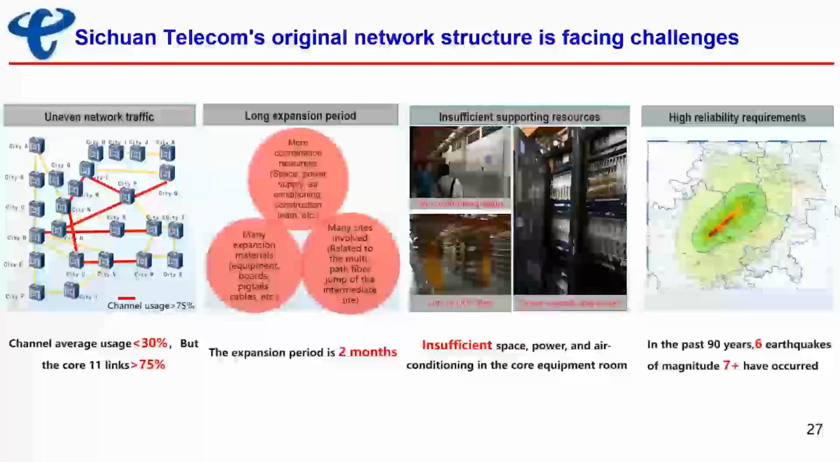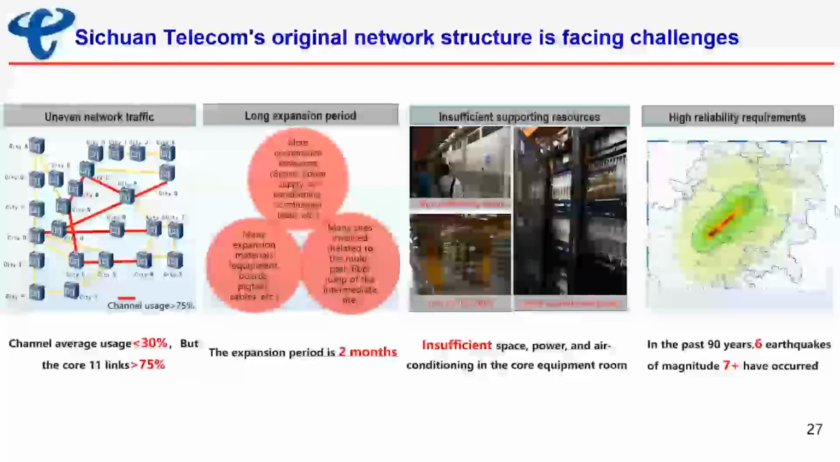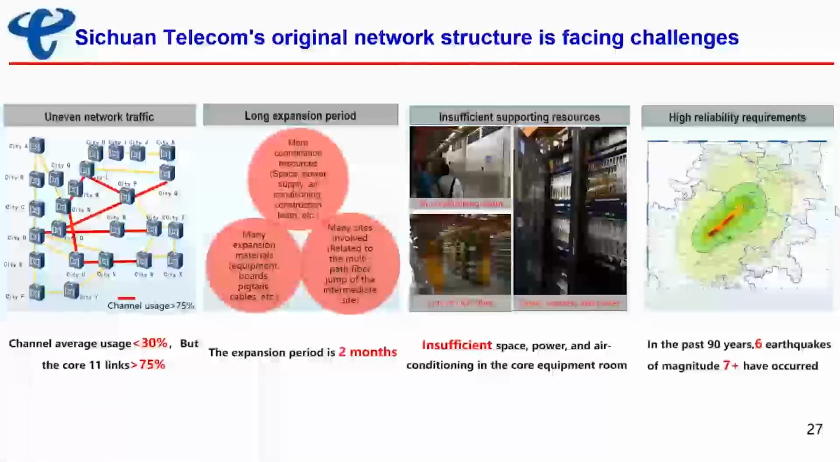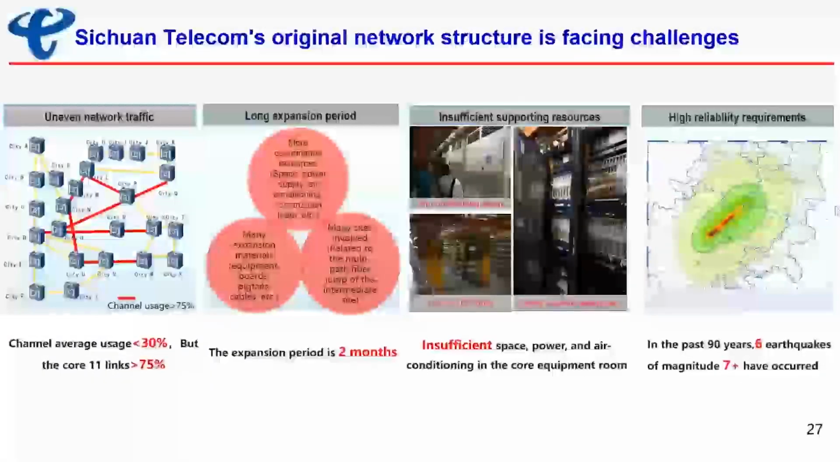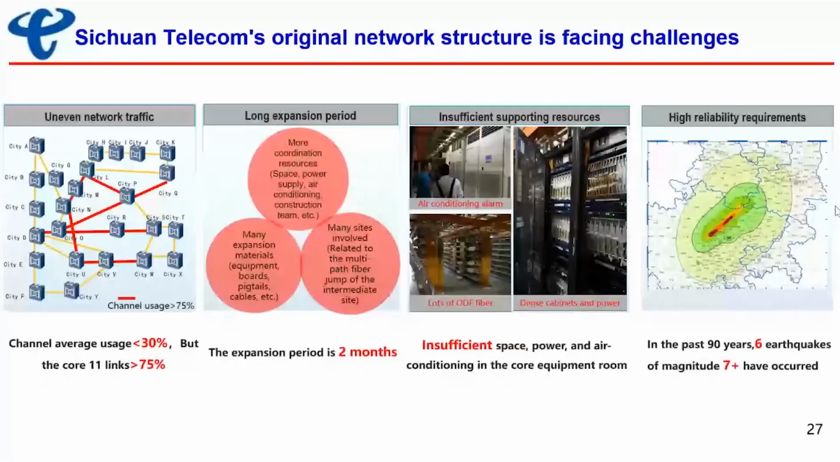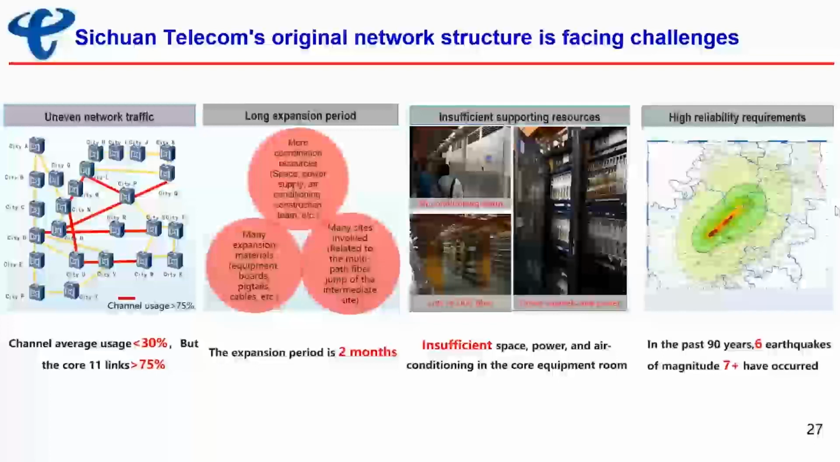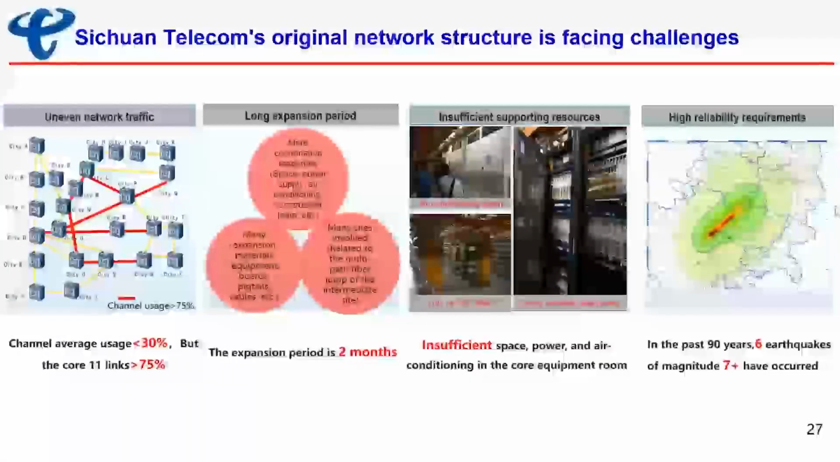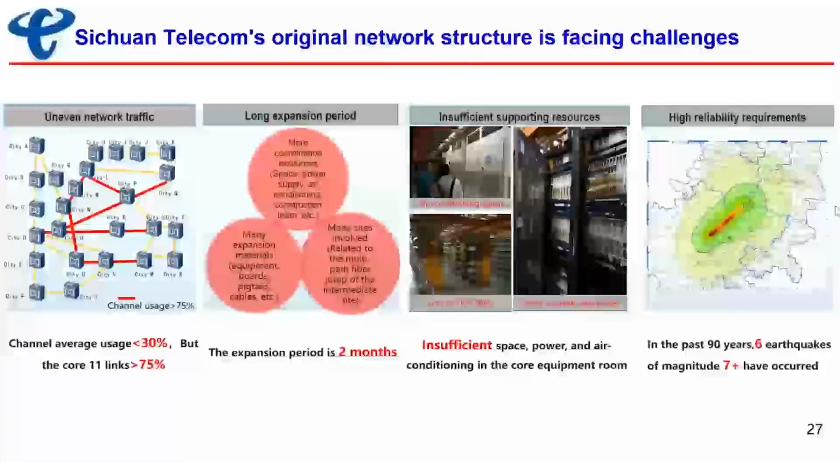At the same time, the emergence of new services such as 4K and 5G brings great challenges to the network. First, due to the different usage habits of target users and the uneven distribution in the region, the traffic in different links of the network is seriously uneven. In Sichuan Telecom, the average channel utilization rate is less than 30%, but the data of the core links are more than 75%.